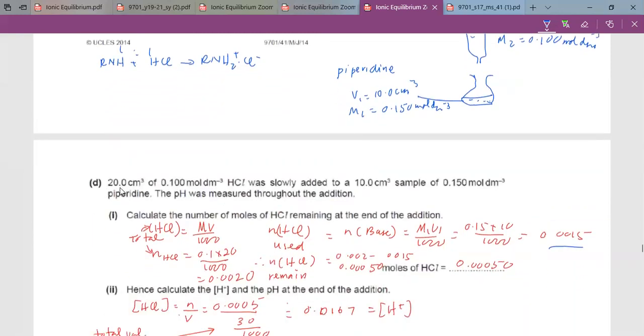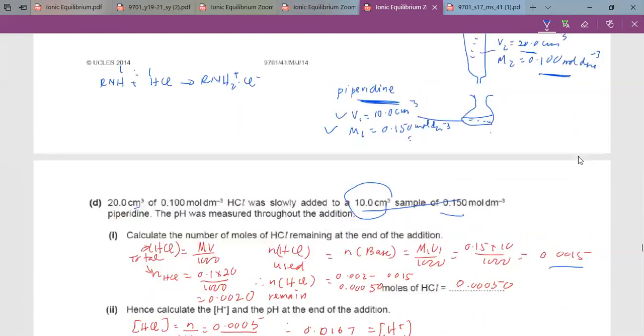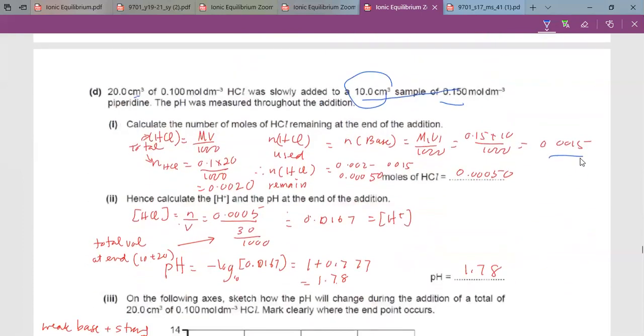So 20.0 cm³ of 0.1 mol dm⁻³ HCl was slowly added to this one here. This is your piperidine, which is in here. So the volume here is 10, molarity here 0.15, and then this one is added 20. Of course, this is excess, so here is 1 molar only. Obviously, this is more. Now here is where they teach you the total molarity at the end point. This is the question here.